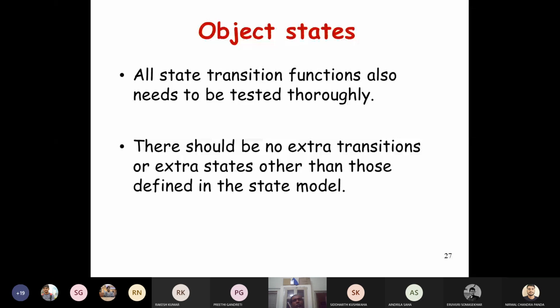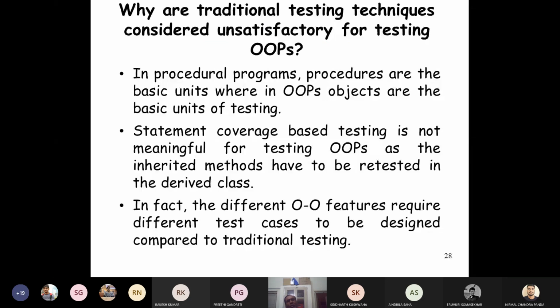Now let's see why the traditional testing techniques cannot be directly applied to testing of object-oriented programs. Why are they considered unsatisfactory for testing object-oriented programs? You know, in procedural programs, the procedures are the basic units of testing, whereas in object-oriented programs, as I have told, methods are not the basic unit of testing. What are the basic units of testing? In case of object-oriented programs, the objects are the basic units of testing.